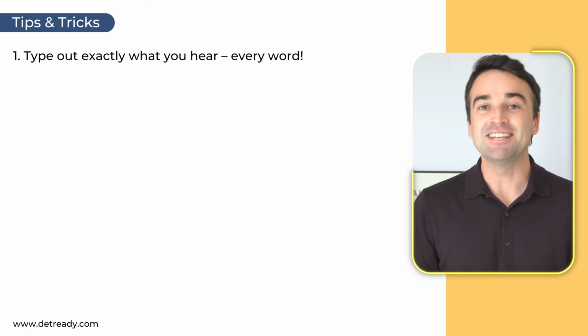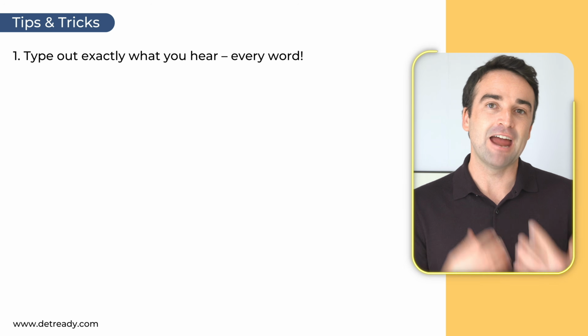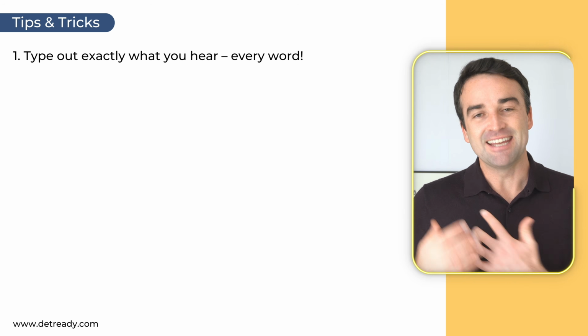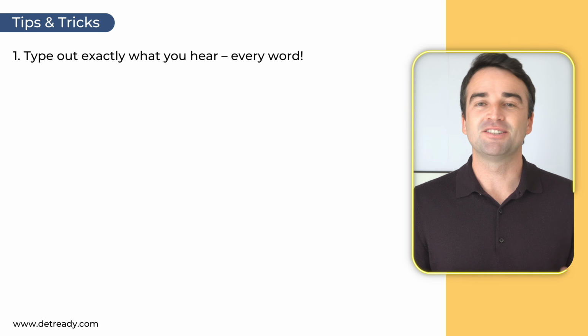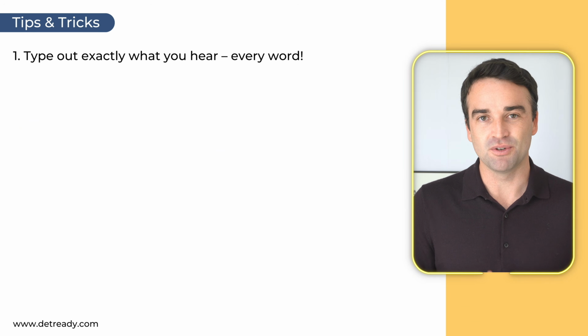Let's jump into some tricks and tips to help you to ace this listen and type question type. The first thing you need to know is that it is essential that you type out every word you hear. This is a dictation question type, so your job is to type out exactly what you hear. It's not about making guesses or answering or responding, it's simply typing out what you hear. Every word, even words like articles and prepositions.